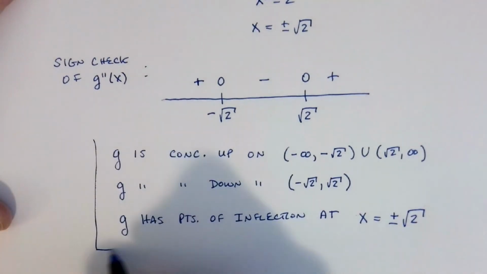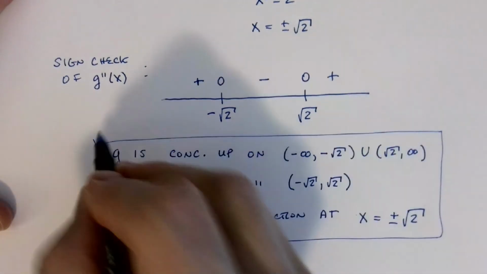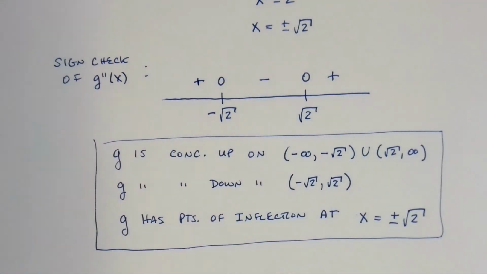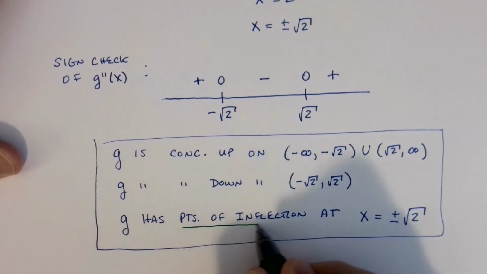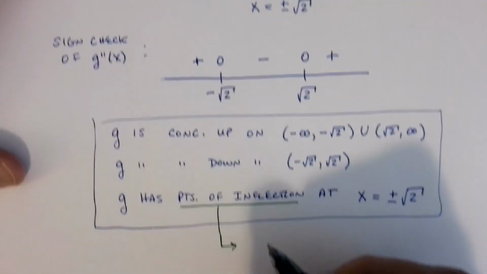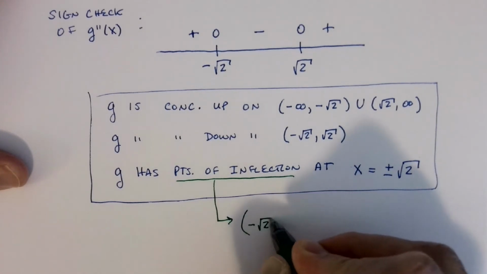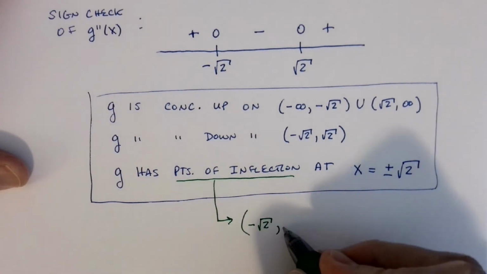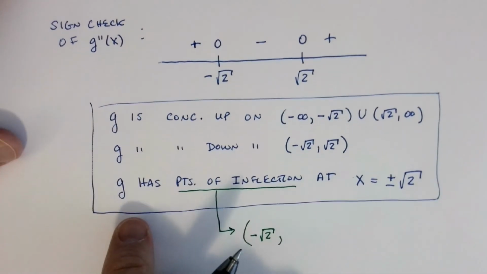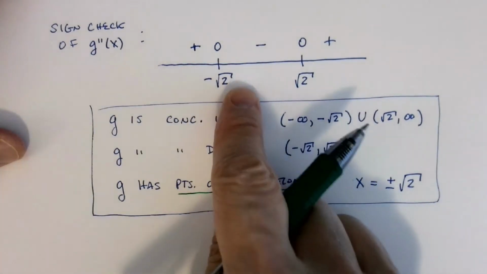Now if you really wanted to know what the points of inflection are, how would you find the actual points of inflection? You would take the input negative square root of 2, for instance, for x, and what would you plug that into? The second derivative? No, because we know the second derivative gives me 0. That's not what I'm interested in.